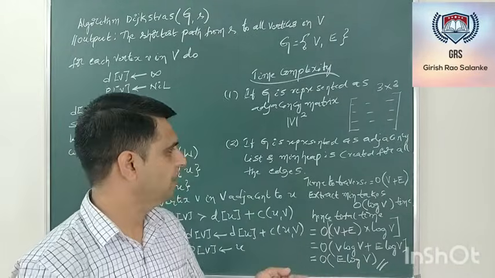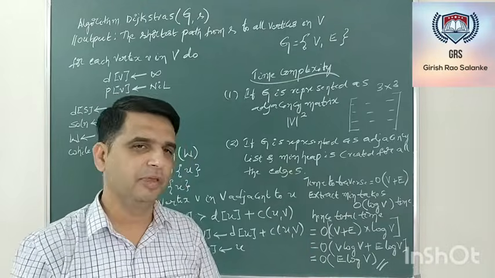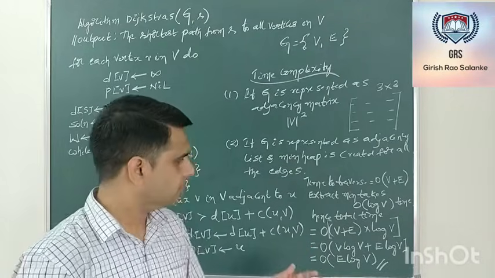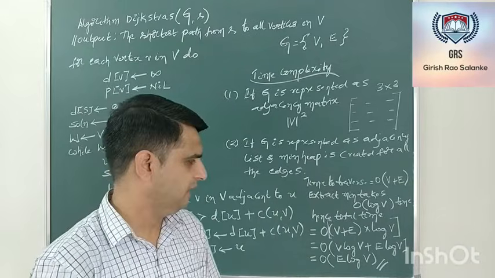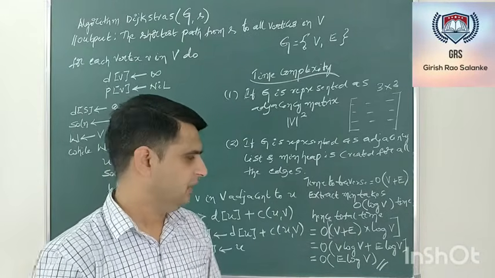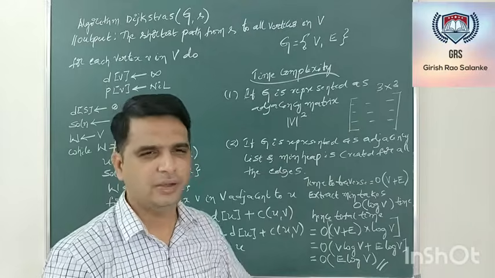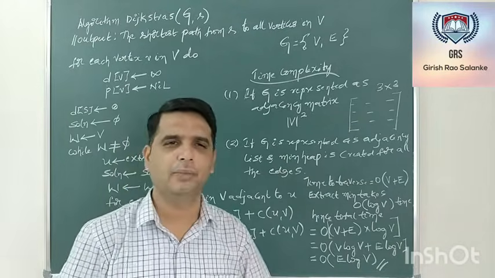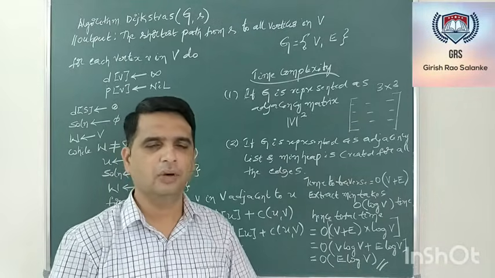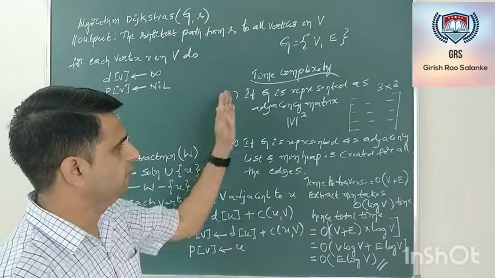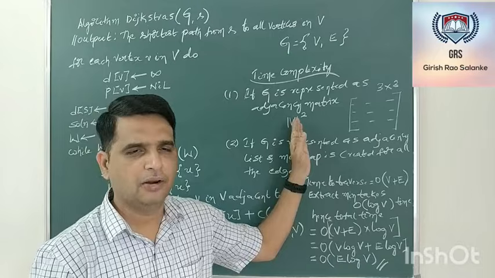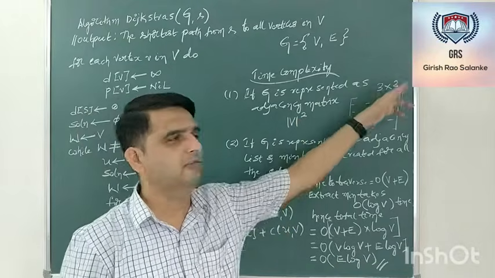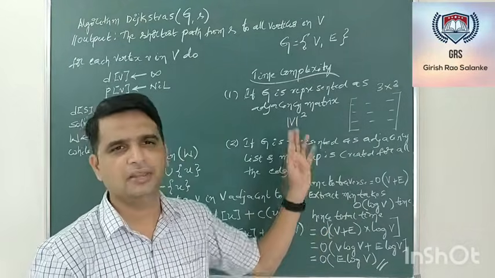There is one more variant of heap by the name of Fibonacci heap. This min heap was a binary heap. In the case of Fibonacci heap, even this time complexity can be reduced still further. As of now, don't worry about the concept of Fibonacci heap. Note that in the case of Dijkstra's algorithm, if the input is represented in the form of a matrix, then the time complexity is order of V square. If n is the number of vertices in the graph, I can call it n square.